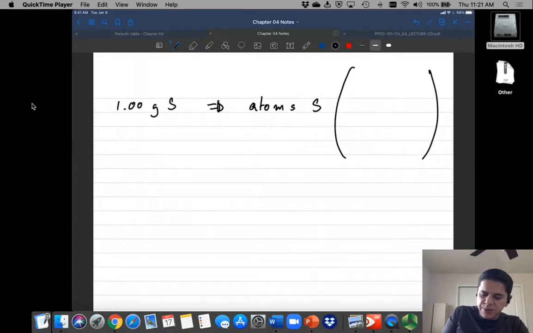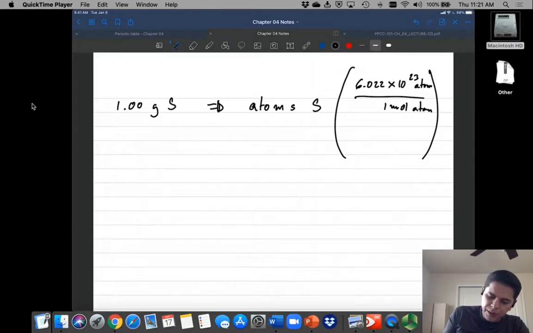Remember, Avogadro's number is 6.022 times 10 to the power of 23. In this case, we use atoms per 1 mole of atoms. Good. And then, of course, we're going to use atoms of sulfur. And then we set 32.06 grams of sulfur per 1 mole of sulfur.